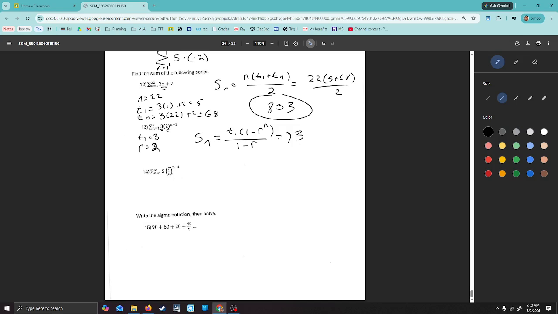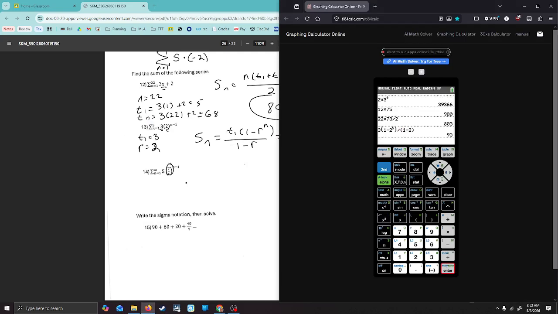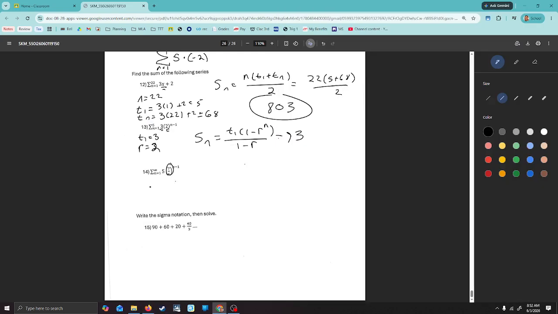Over here, I would love to do this, but the problem is this is 7 over 6. When I do infinites, the R has to be in between 1 and negative 1. The absolute value of R has to be less than 1. So because of that, 7 over 6 is too big. So this is divergent.